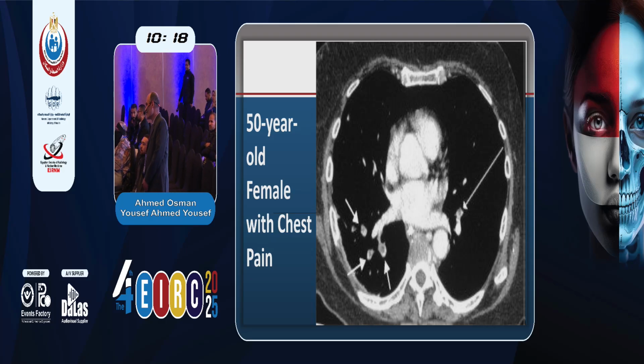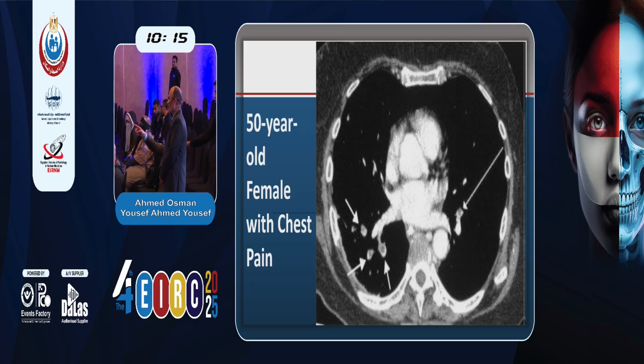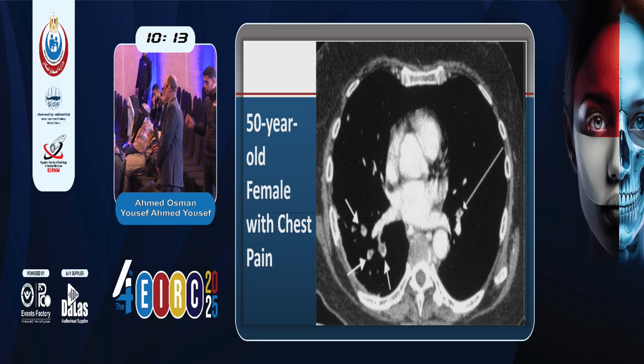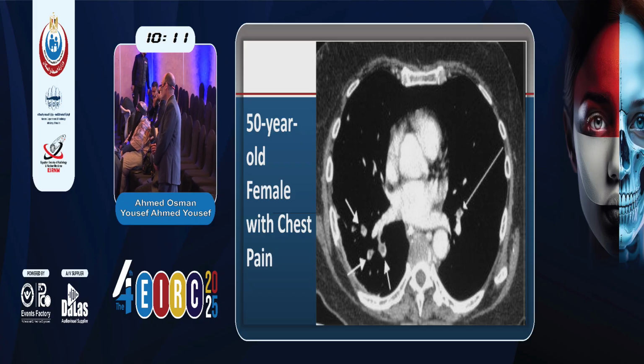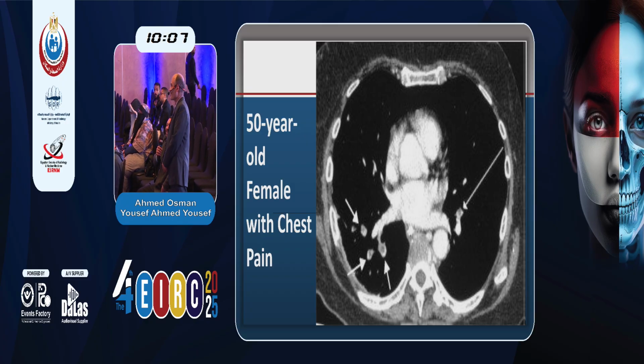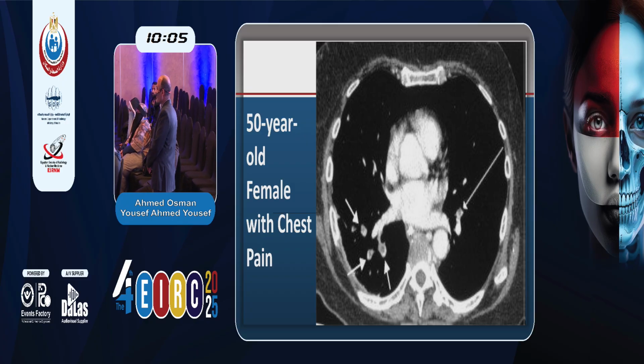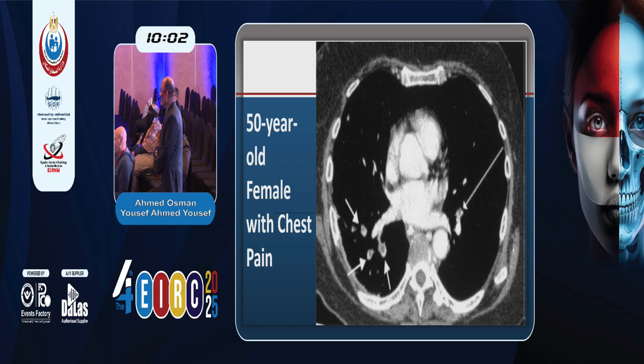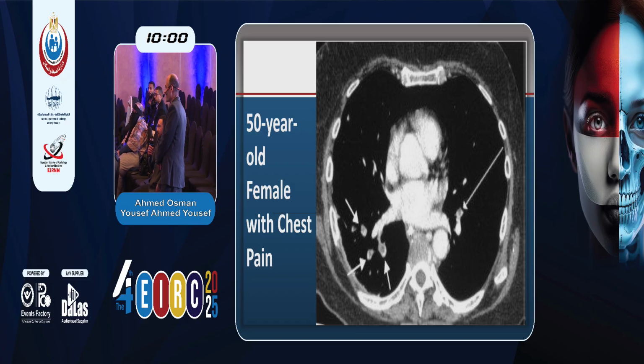Pulmonary vein. Or this is the segmental branches of the pulmonary embolism. You must roll up and down to ensure it's a pulmonary vein or an artery.